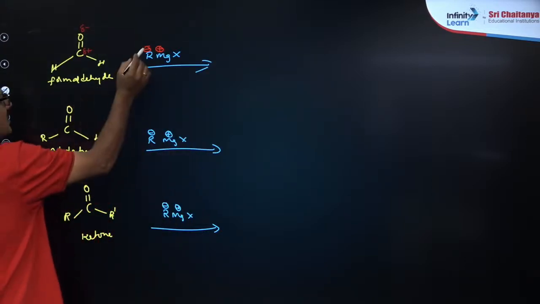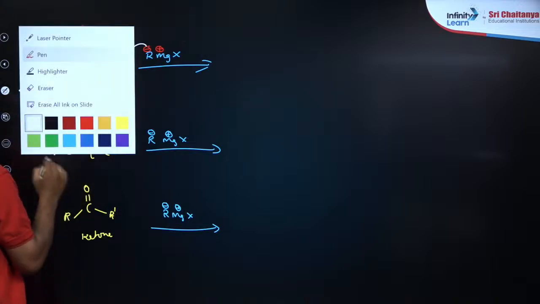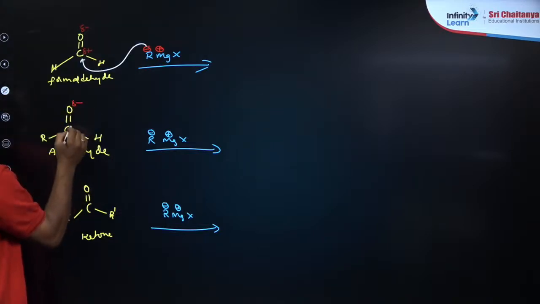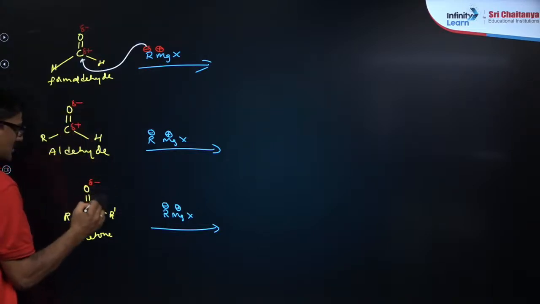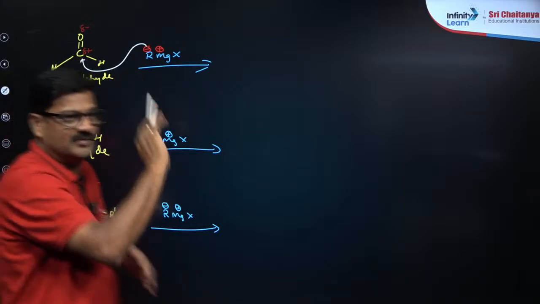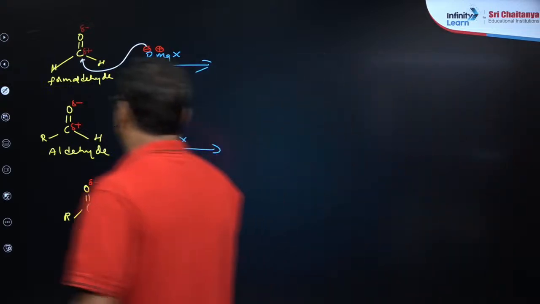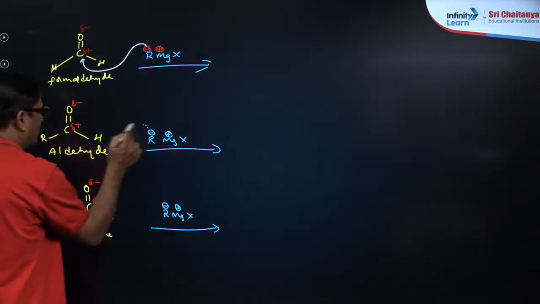When Grignard reagent, RMgX, is reacted, Grignard reagent is an excellent nucleophile. So when Grignard reagent is added, you see how to learn the reactions carefully. Now you can see R minus is going to attack the positive charge. Here you can see negative charge and positive charge, because between carbon and oxygen, oxygen is more electronegative. Clear? So the attack happens over here.